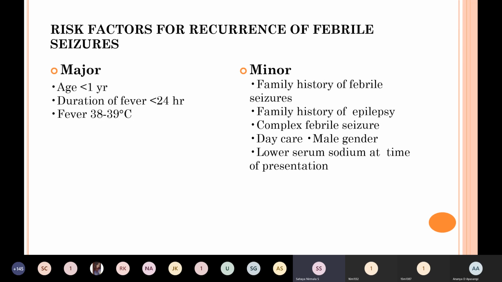Whereas minor risk factors are: a family history of febrile seizure, a family history of epilepsy, a complex febrile seizure, if this child goes to daycare because he is prone to recurrent upper respiratory infections and all, male child, and if this child has a lower serum sodium at the time of admission. So these all become minor risk factors which will help us to know whether this child can have a recurrence of a febrile seizure.